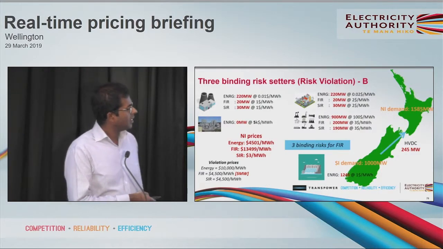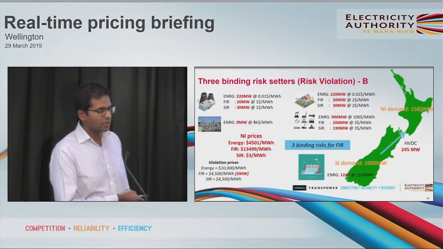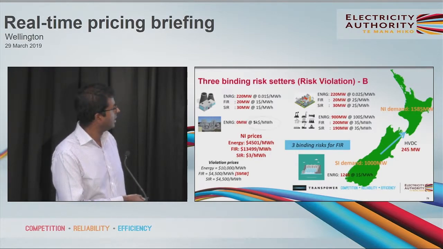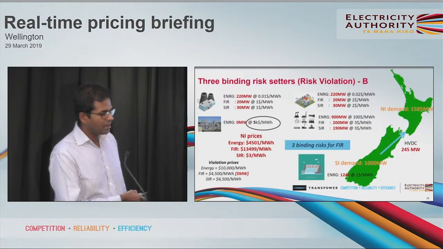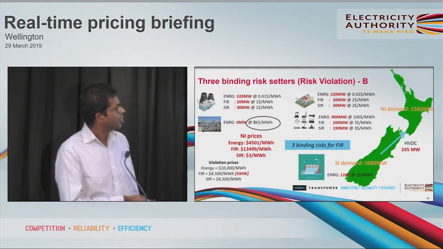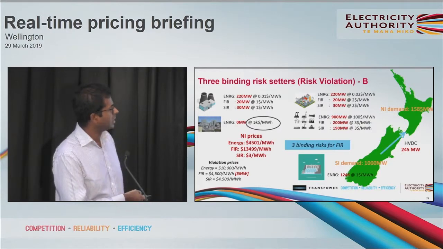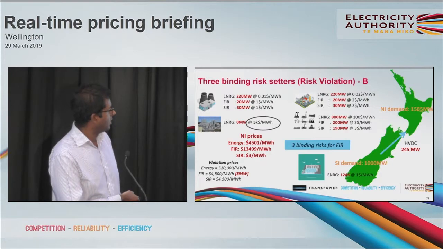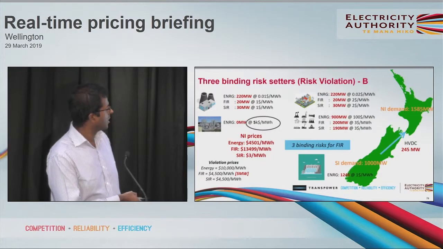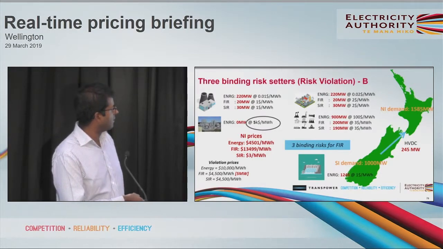So the fact that the peaker was at $3,000 was fine, but what if the peaker is at $5,000? Now the peaker is more expensive than violating reserves. So under this situation, under the risk violation model, we actually go into reserve shortfall. The HVDC basically goes up to 245 megawatts. We have 5 megawatts of FIR violation, and we start getting the 3-to-1 ratio.